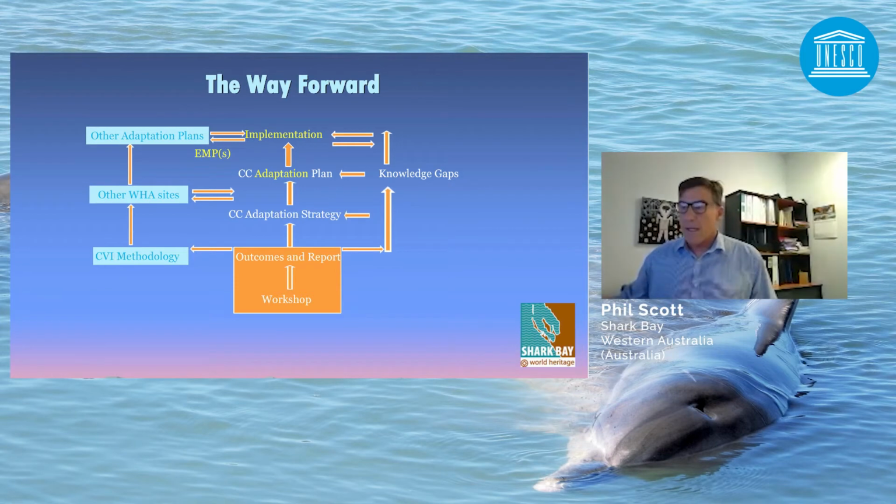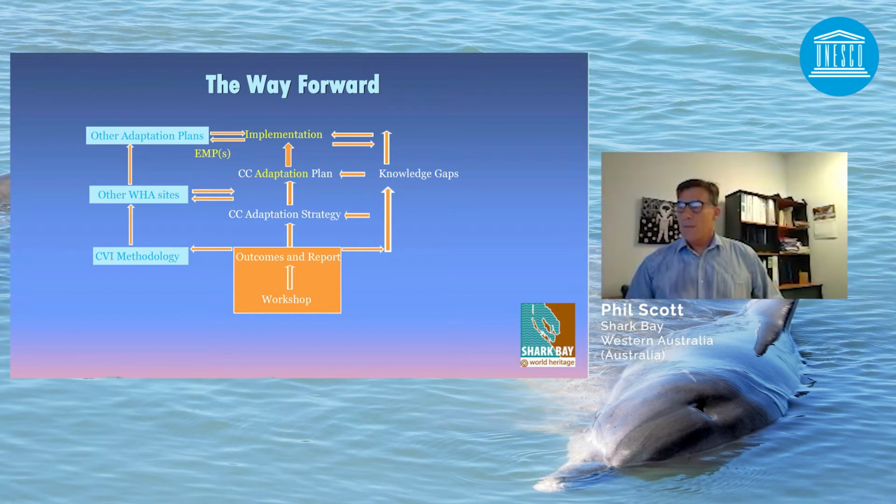So this last slide is really a little summary. We began at the bottom, if you like, with our CVI outcomes and report, and that's available online. We used the CVI methodology. Where we're trying to get to is right up the top with implementation of actions that put us in a good position to maintain property values and adapt to changes.